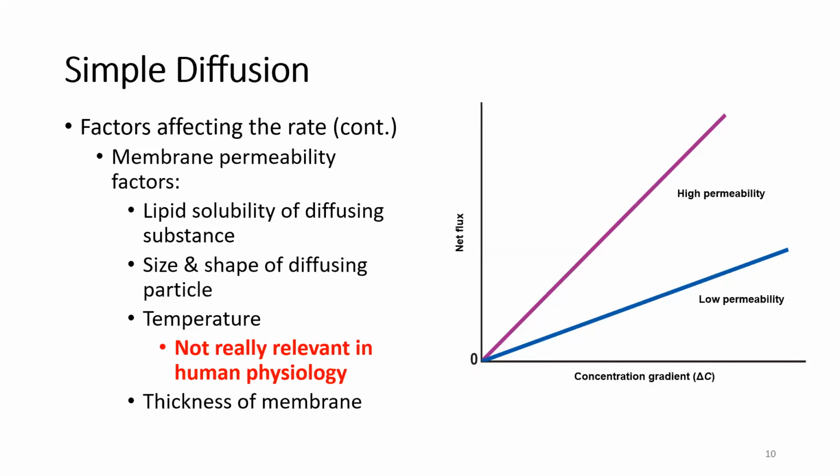And then lastly here, the thickness of the membrane. So again, if the membrane is a thick area, we're not going to see optimal exchange. This is why it's so important for our exchange surfaces of the body, like the alveoli, to have really thin membranes in order to facilitate that exchange. If we have more membrane, we have more stuff in the way, and it's harder for particles to go through.